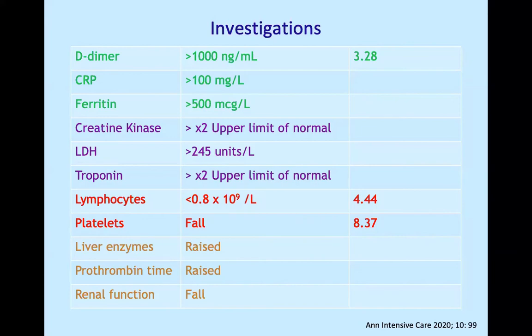The LDH rising, the troponin rising without clear signs of coronary disease. So this is thought to be a direct viral effect on the myocardium. A fall in the lymphocytes, and again, an odds ratio of 4 for increased risk of death. Platelets falling, risk ratio of 8 for increased risk of death. And with the inflammatory process, a rise in the liver enzymes, rise in the prothrombin time as we described, and a fall in the renal function.